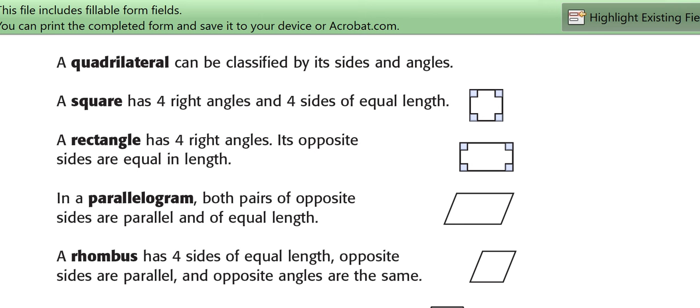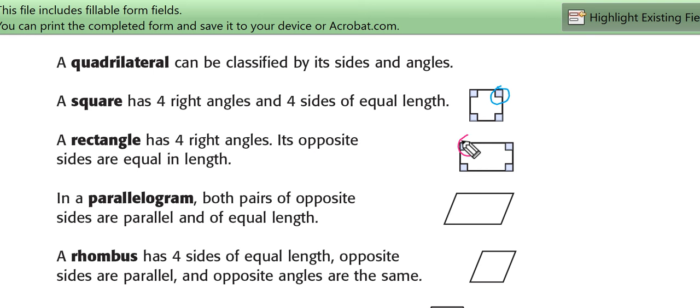Let's review some names and how do you classify those particular shapes. Okay, a quadrilateral can be classified by its sides and angles. That's it. If it has 4 sides and 4 angles, that's a quadrilateral. A square is a special quadrilateral. It has 4 right angles, and how do I know they're right angles? Well, by the little box in the corner, right there. It has 4 right angles and 4 sides that are equal in length.